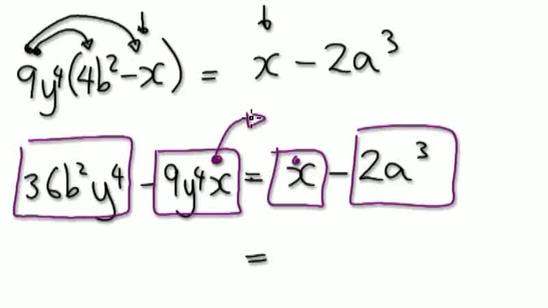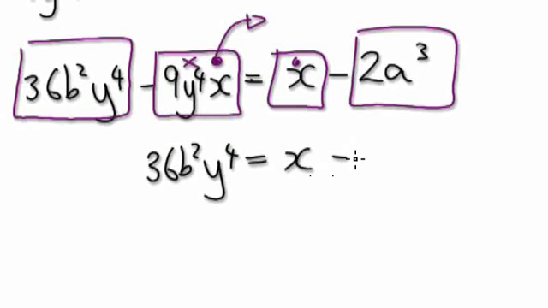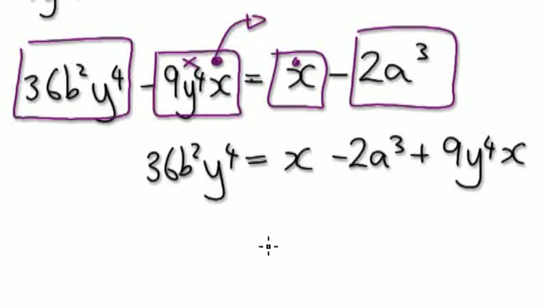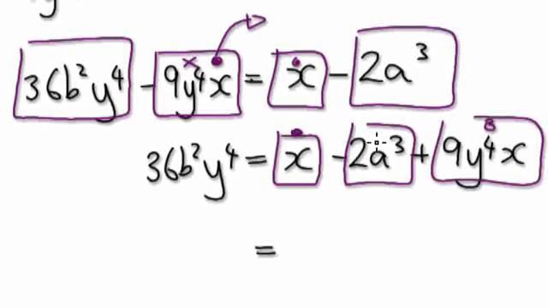Okay, so we're going to add this block to both sides. So add 9y to the power 4x to both sides. It would be this, 36b squared y to the power 4, and then this will be x minus 2a to the power 3 plus 9y to the power 4x. And now visualize it as this. Take away this plus this. x is here and here. We don't need this. This is rubbish. Take it to the other side.